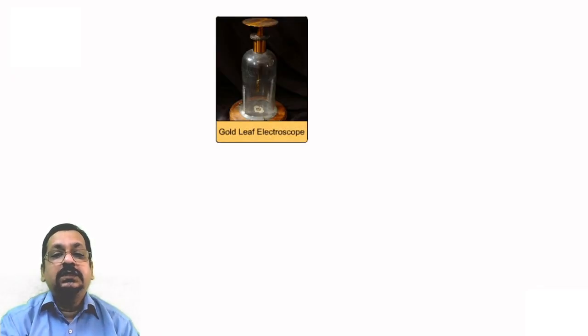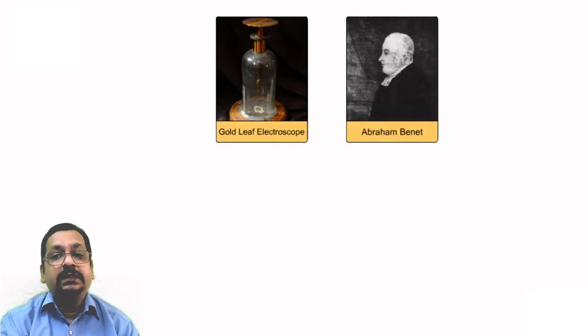Now, scientists tried to detect these charges, and for that they developed some instruments. Very primitive instrument for detecting electric charge is gold leaf electroscope. What is that gold leaf electroscope? Let us see in the picture. See, here we are seeing gold leaf electroscope, and it was first prepared by Abraham Bennett in 1787. Now, how we can detect the electric charges by using gold leaf electroscope?